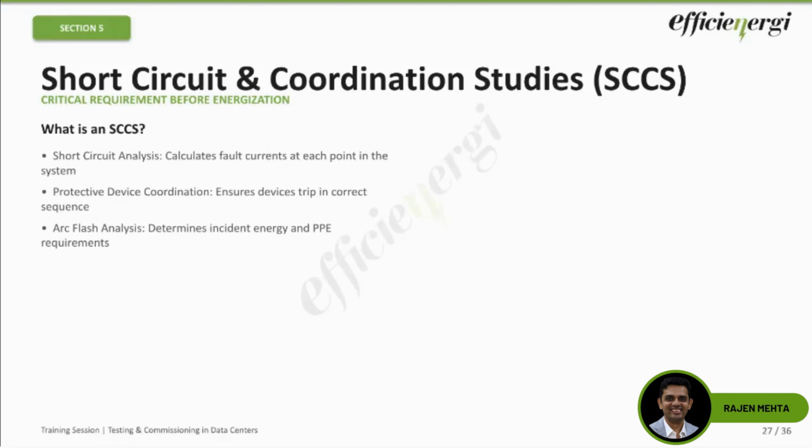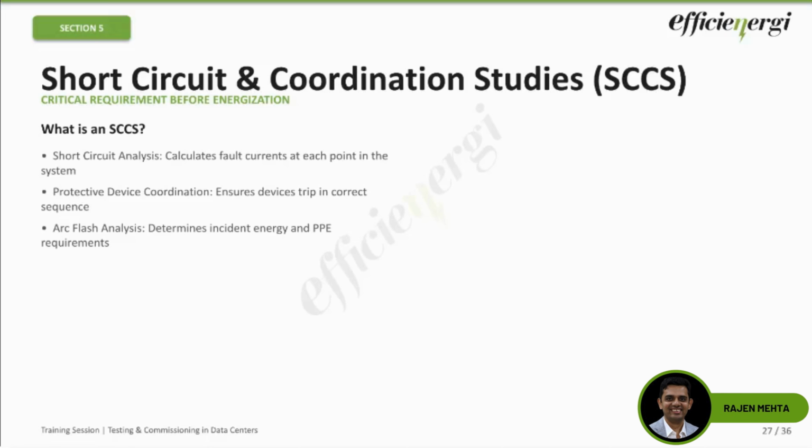Then next is protective device coordination. Here we are trying to set the trip times of every protective device in milliseconds, seconds, whatever that be, in different zones. So here you are trying to ensure selective coordination between the entire path that is available, right from the MV all the way to the transformer, secondary to the PDUs, to the rack level. So the upstream device should trip only if the downstream doesn't trip. That's the whole idea. And it prevents any unnecessary outages.